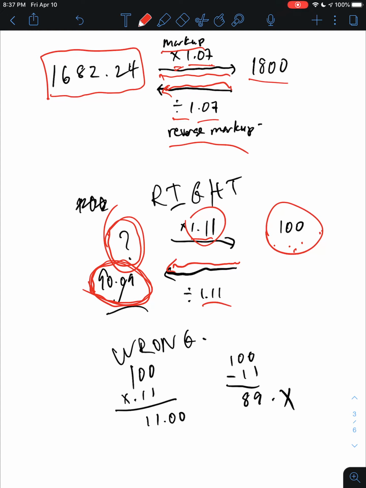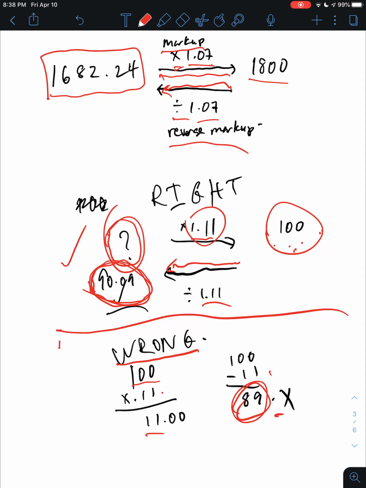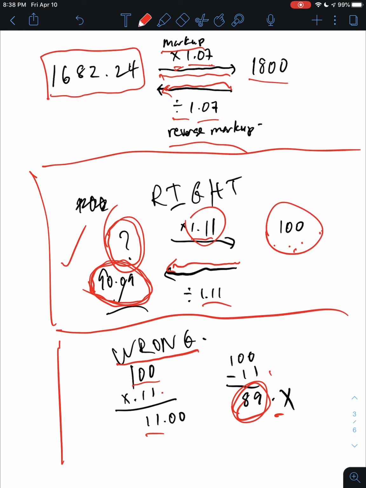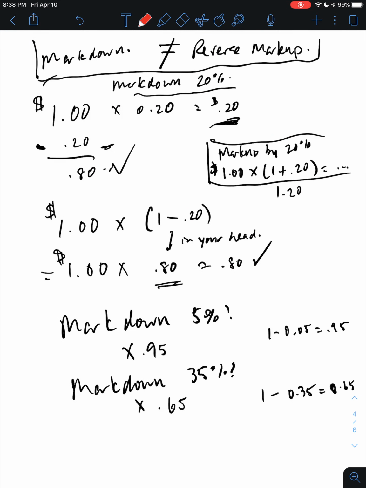The wrong way to do this is the way that most people do it, and that would be to mark down from $100. 11% of $100 is $11. I subtract that, I mark down, I get 89, and that is no good because say the thing I want to buy is actually $90. My way tells me I can do it. This way tells me I can't do it. So this is wrong, wrong, wrong, and this is right. Okay, so the big deal here: markdown is different from reverse markup.